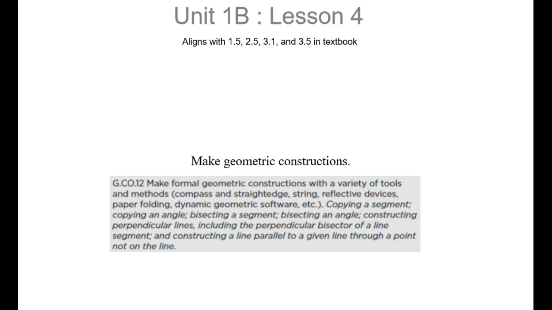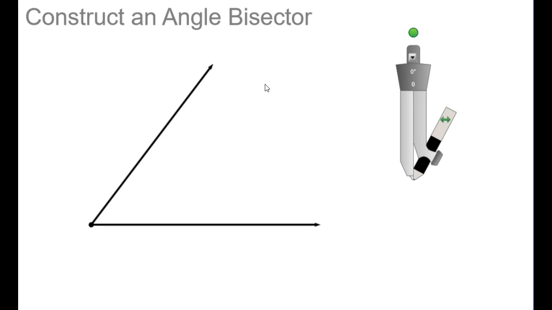So many different things. We're not going to go through all of these in this lesson, but we're going to go through quite a few different constructions using mainly a compass. The first construction we're going to do is how to construct an angle bisector.